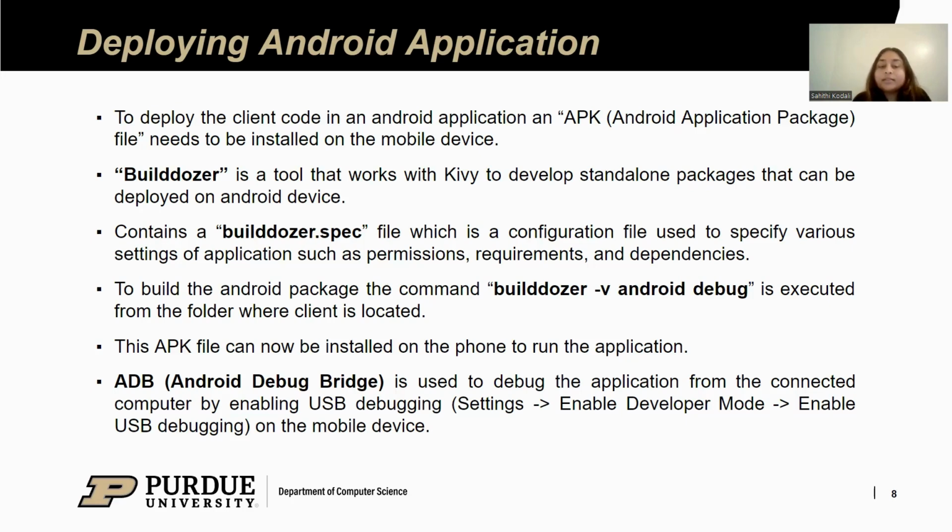ADB is something that is used to debug the application from a connected computer, which I'll be showing in the demo further. To do this, we have to enable developer mode on the phone, and USB debugging needs to be enabled on the mobile device. Then we can seamlessly communicate between the computer and the phone once ADB is enabled and the device is connected to the computer.